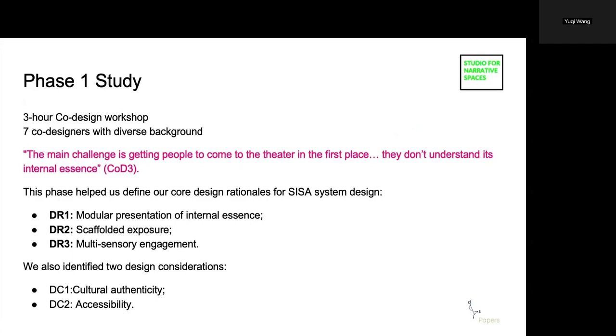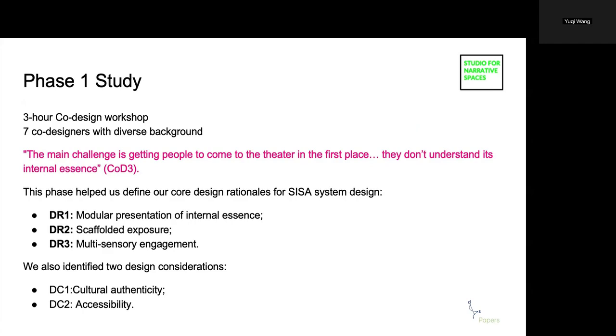So we begin with a co-design workshop involving 7 participants with diverse roles, including a performing arts practitioner, 1 VR developer, 1 designer, 2 researchers, and 2 user representatives. They are either experienced or have some experience in listening to Chinese operas. So what we learned from this workshop is the main challenge is getting people to come to the theater in the first place.